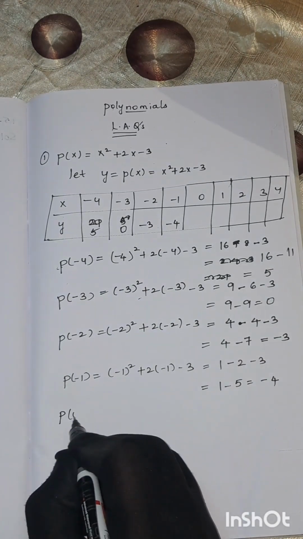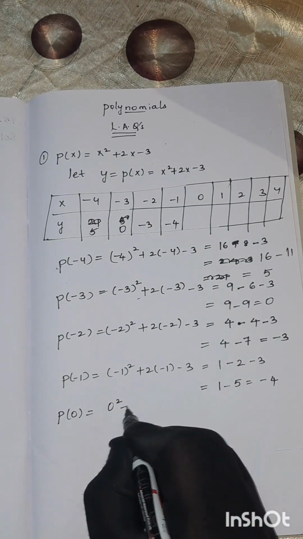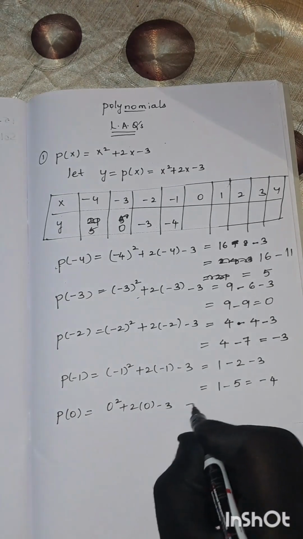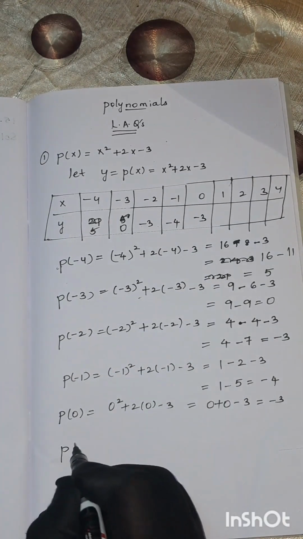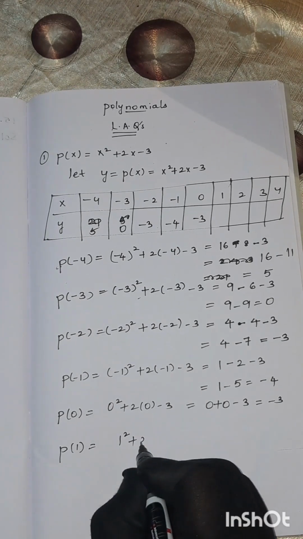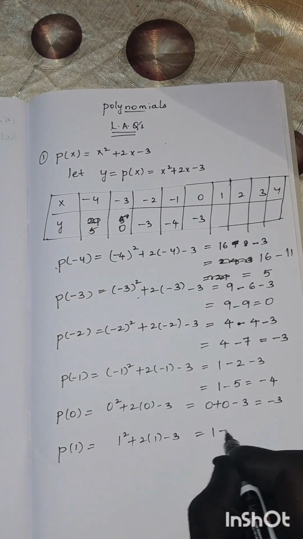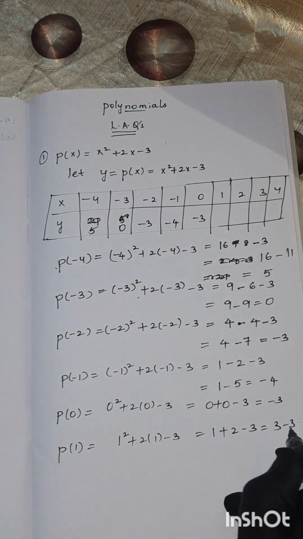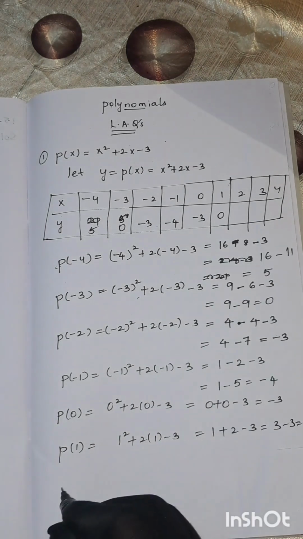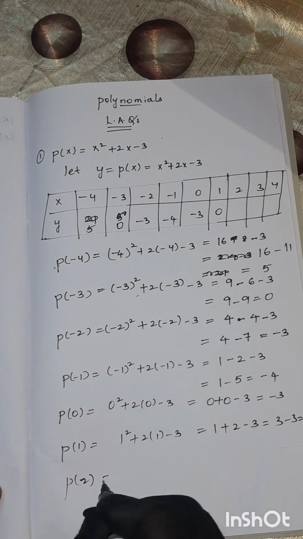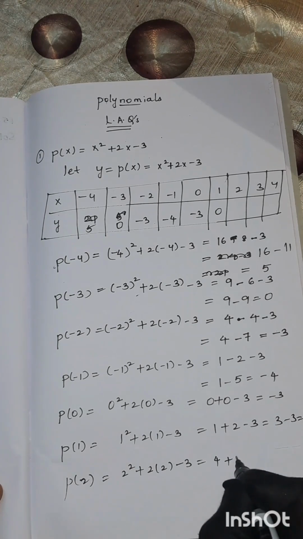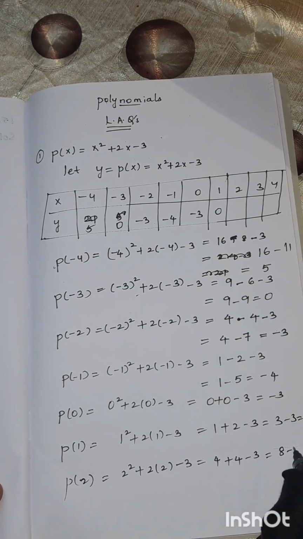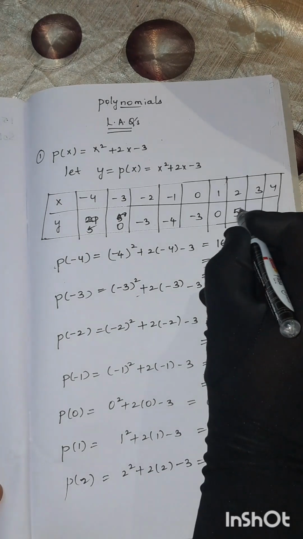Next, p of 0 means in the place of x you have to substitute 0. 0 square plus 2 into 0 minus 3. So 0, 2 into 0 is 0 minus 3. So your answer will be minus 3. P of 1 means 1 square plus 2 into 1 minus 3. 2 1s are 2 minus 3. 3 minus 3 is anyhow 0. So this is also 0. So p of 2 means 2 square plus 2 into 2 minus 3. 2 2s are 4 minus 3. 4 plus 4, 8. 8 minus 3 is what? 5. So here is 5.